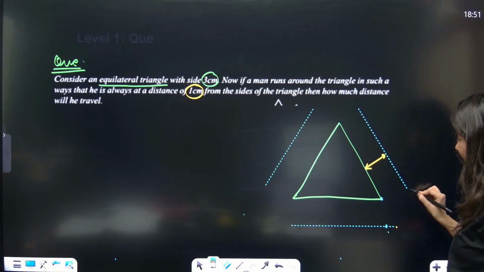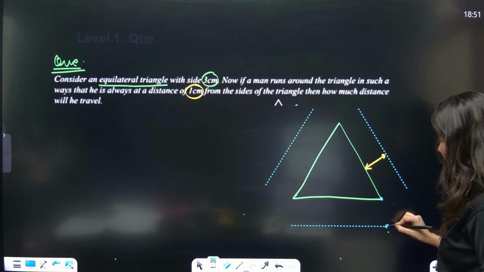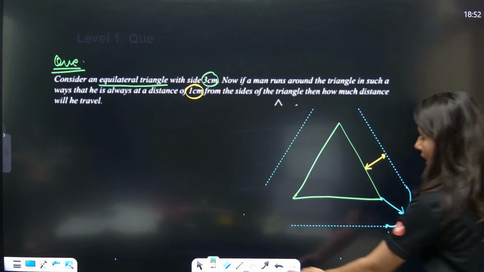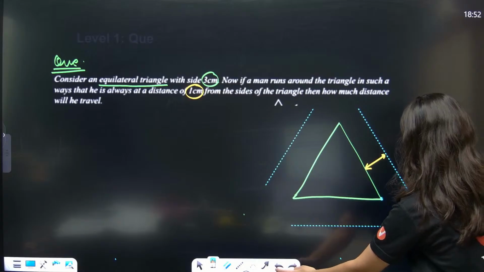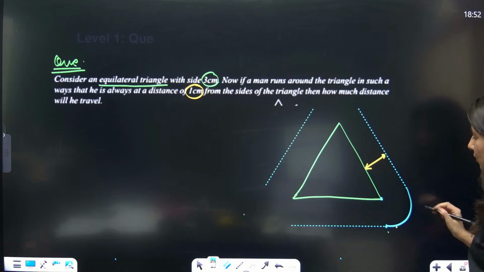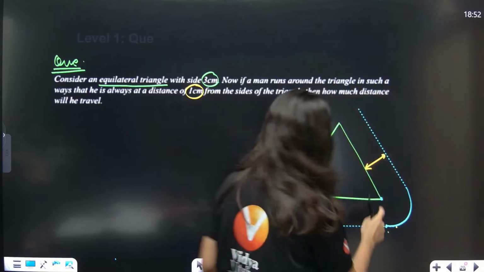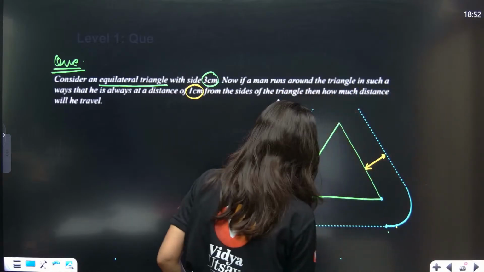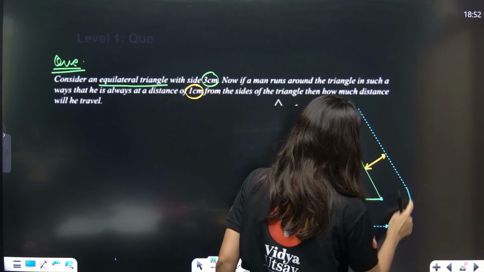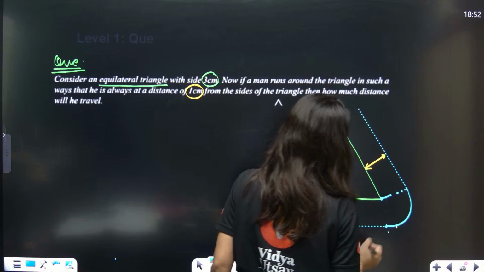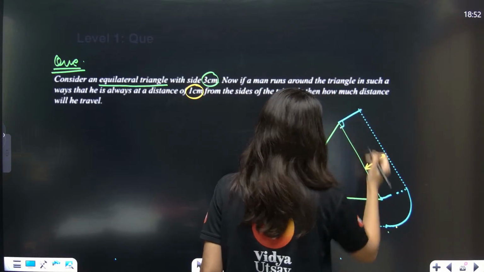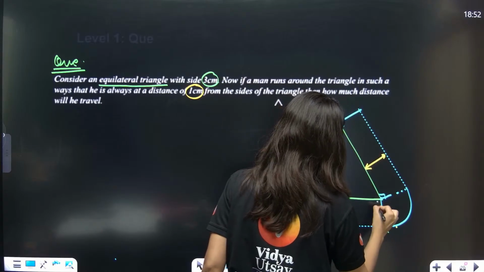Shall I go directly like this? How shall I go? I need to take a circular path to maintain 1 centimeter away distance from this corner. I want to be 1 centimeter away from this corner. So now a man is running, and now 1 centimeter away will look like this. Once I reach this corner, can you see this is a right angle? This is a right angle.